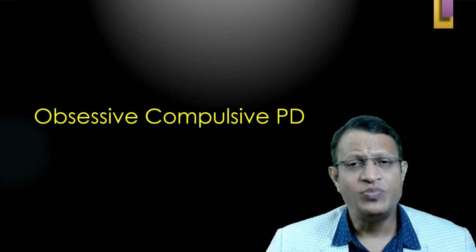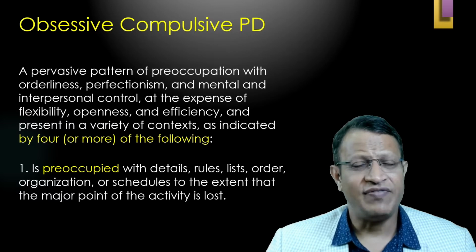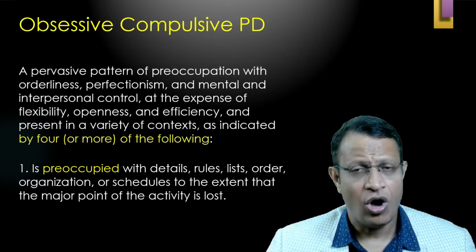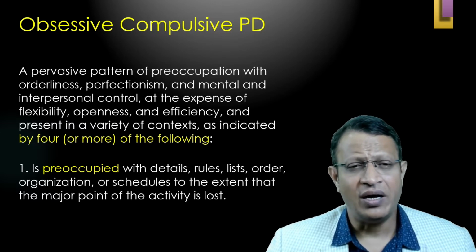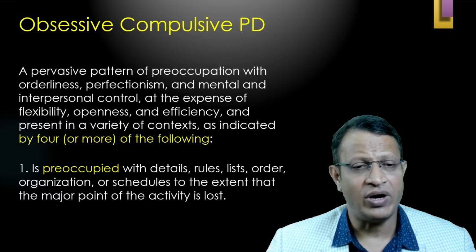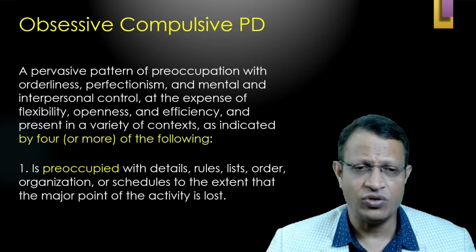What is this Obsessive Compulsive Personality Disorder? As per the DSM-5 diagnosis, they should have a pervasive pattern of preoccupation with orderliness, perfectionism, and mental and interpersonal control at the expense of flexibility, openness, and efficiency. And they should be present in various contexts. Let's look into them. They need to have at least 4 or more symptoms to diagnose Obsessive Compulsive Personality Disorder.